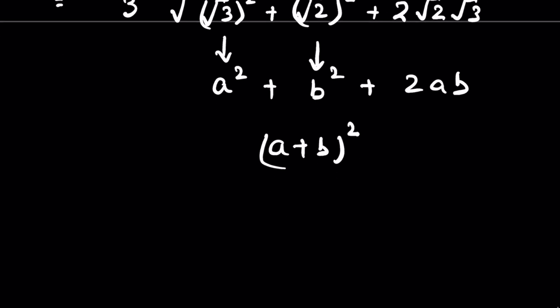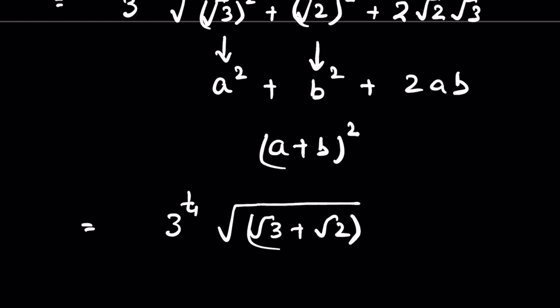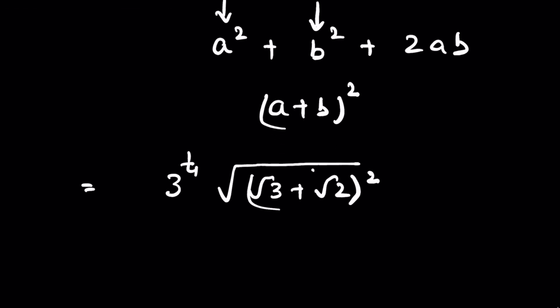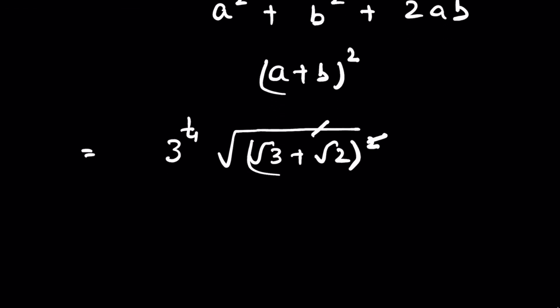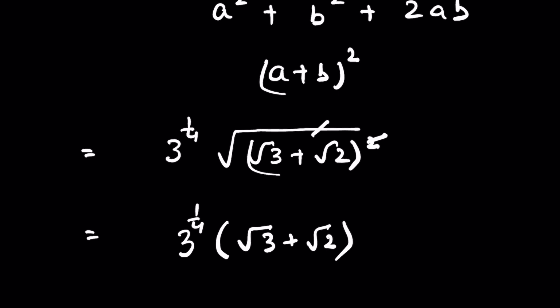So this we can write as 3 raised to the power 1 upon 4 times square root of 3 plus square root of 2 whole squared. Now we can remove this square root with this square. So we have 3 raised to the power 1 upon 4 times square root of 3 plus square root of 2. So this is our answer.